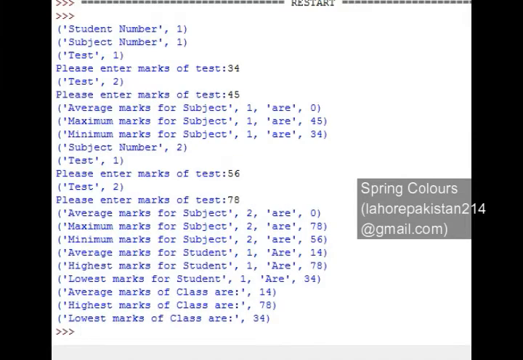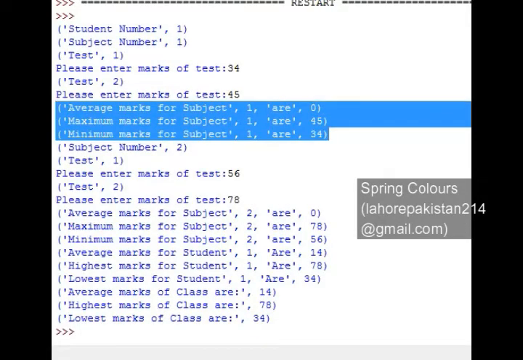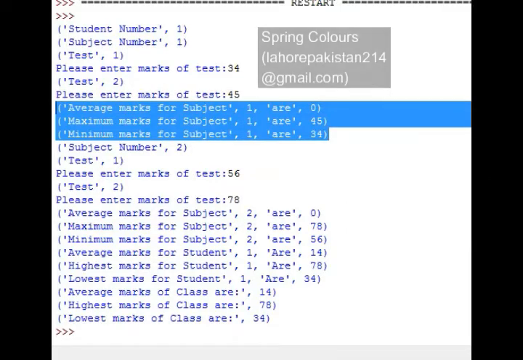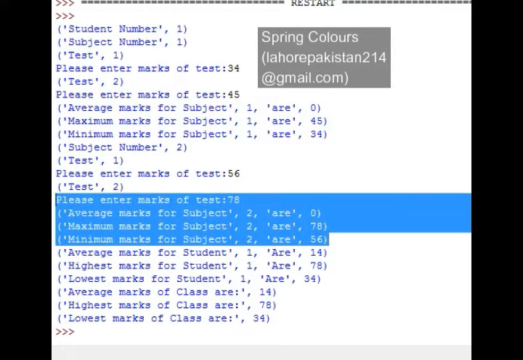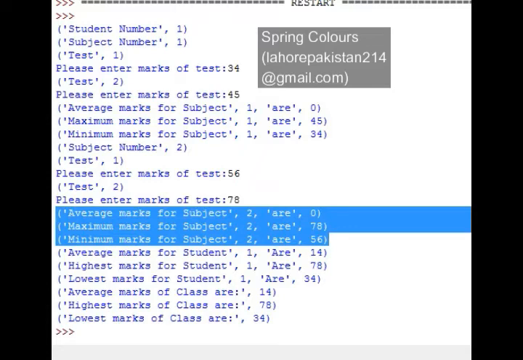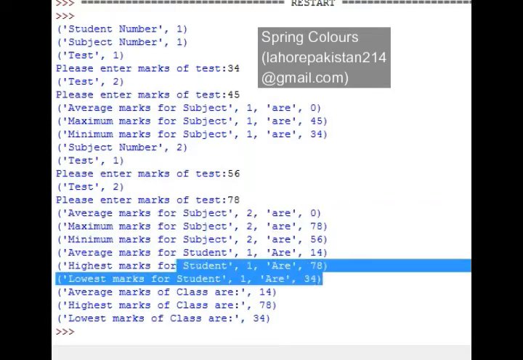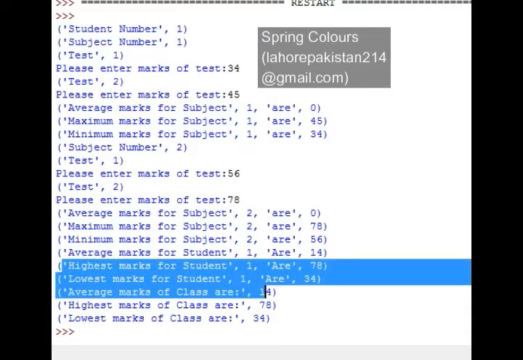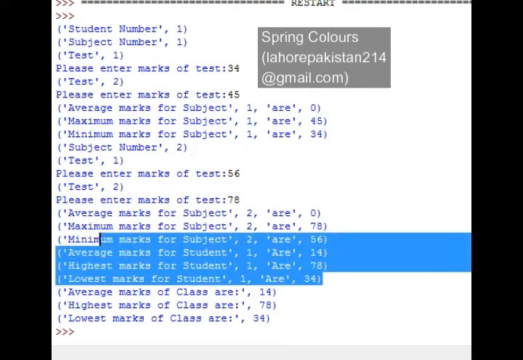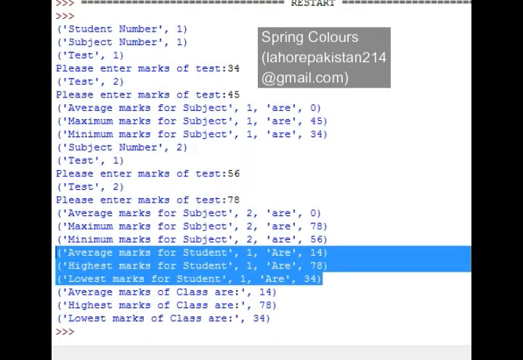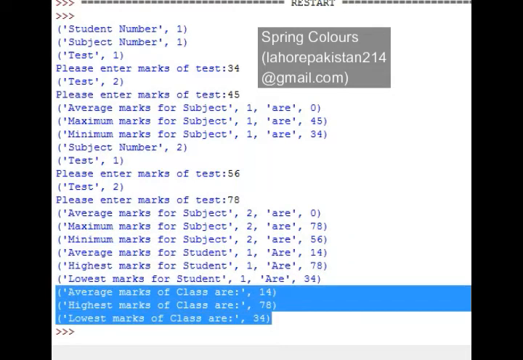In this case, this was subject 1, its average, maximum and minimum. This was subject 2, its average, maximum and minimum, the average, maximum and minimum of the particular student over here, and then the average, maximum and minimum of the whole class.